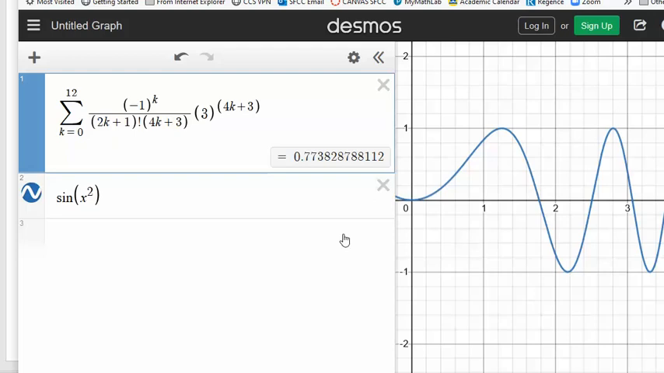If I wanted to go farther, I just look for that digit in the thousandth place to start stabilizing. It's a 3 right now. Let's see what happens if we change this. Now it's still a 3. So here we have 0.773 with 13 terms.